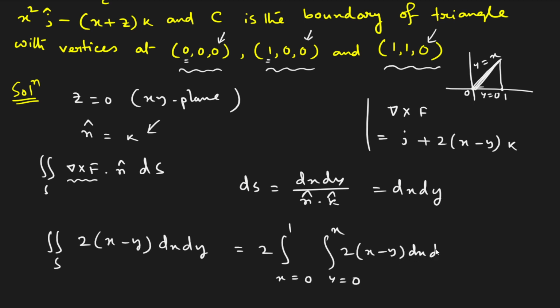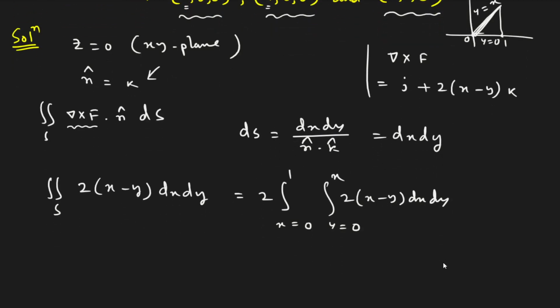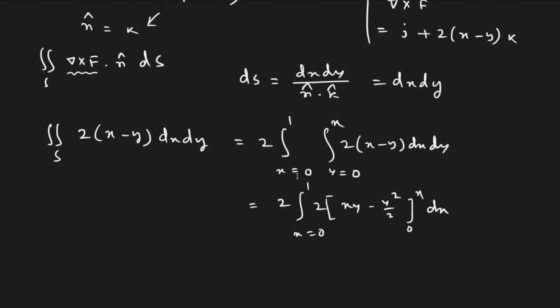First you have to integrate this with respect to y, because y involves x. So x equal to 0 to 1, 2 into xy minus y square by 2 between the limits 0 to x, dx. Finally, after putting the limit, x equal to 0 to 1, 2 into x square minus x square by 2 dx. All the terms are in terms of x, so you integrate this part and put the limit, and you will get the answer as 1 by 3.